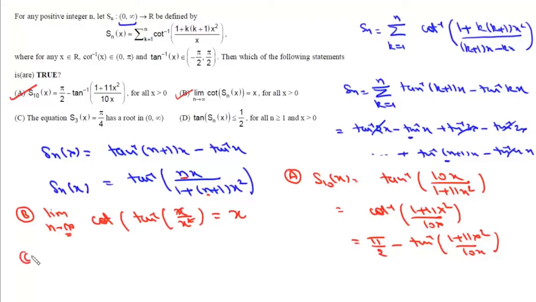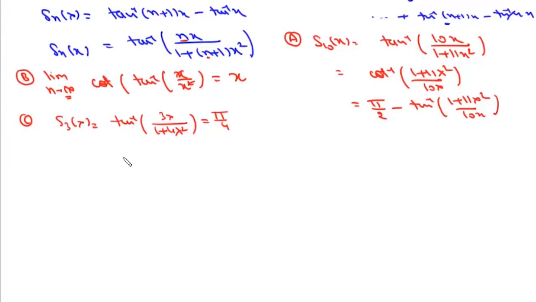Now for this C it says S3(x) equals pi by 4. Now what is S3(x)? It will be tan inverse of 3x upon 1 plus 4x square, and we put it equals to pi by 4.